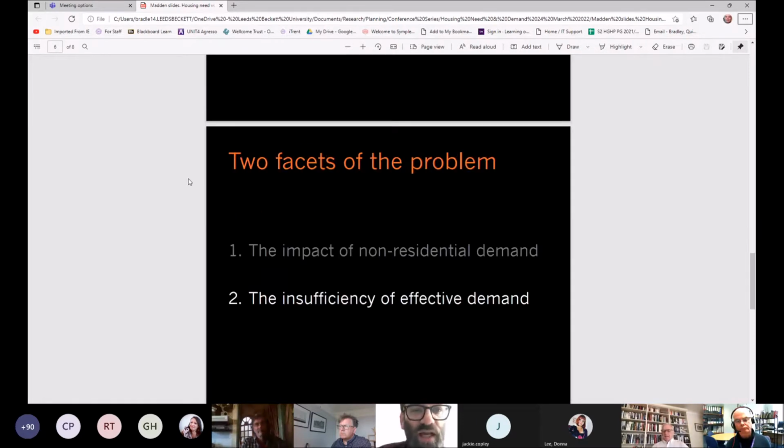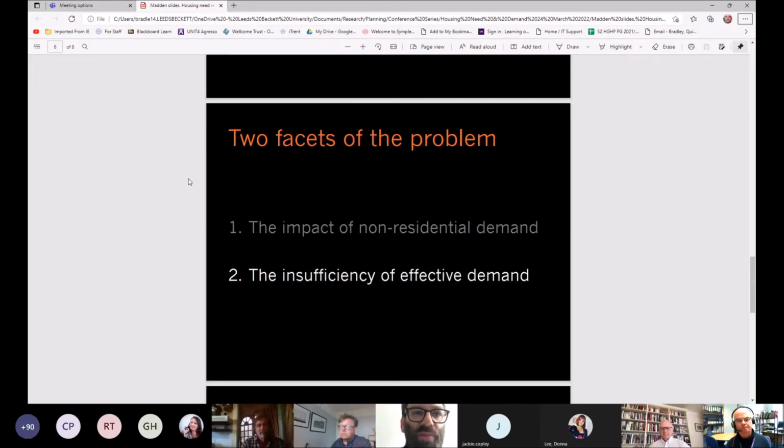Let's go to the next slide. Another facet of the problem is the insufficiency of effective demand. So the problem here is that effective demand does not capture all the housing that is needed, especially on the lower end of economic hierarchies.